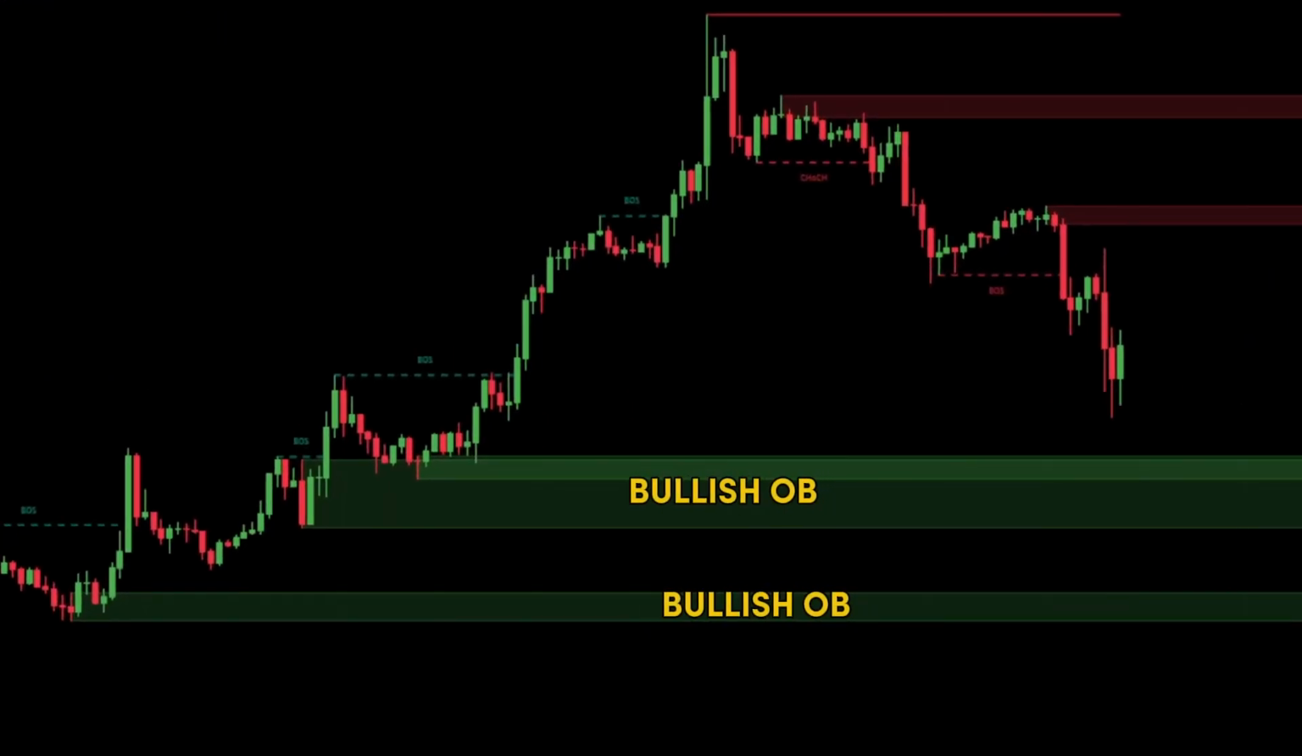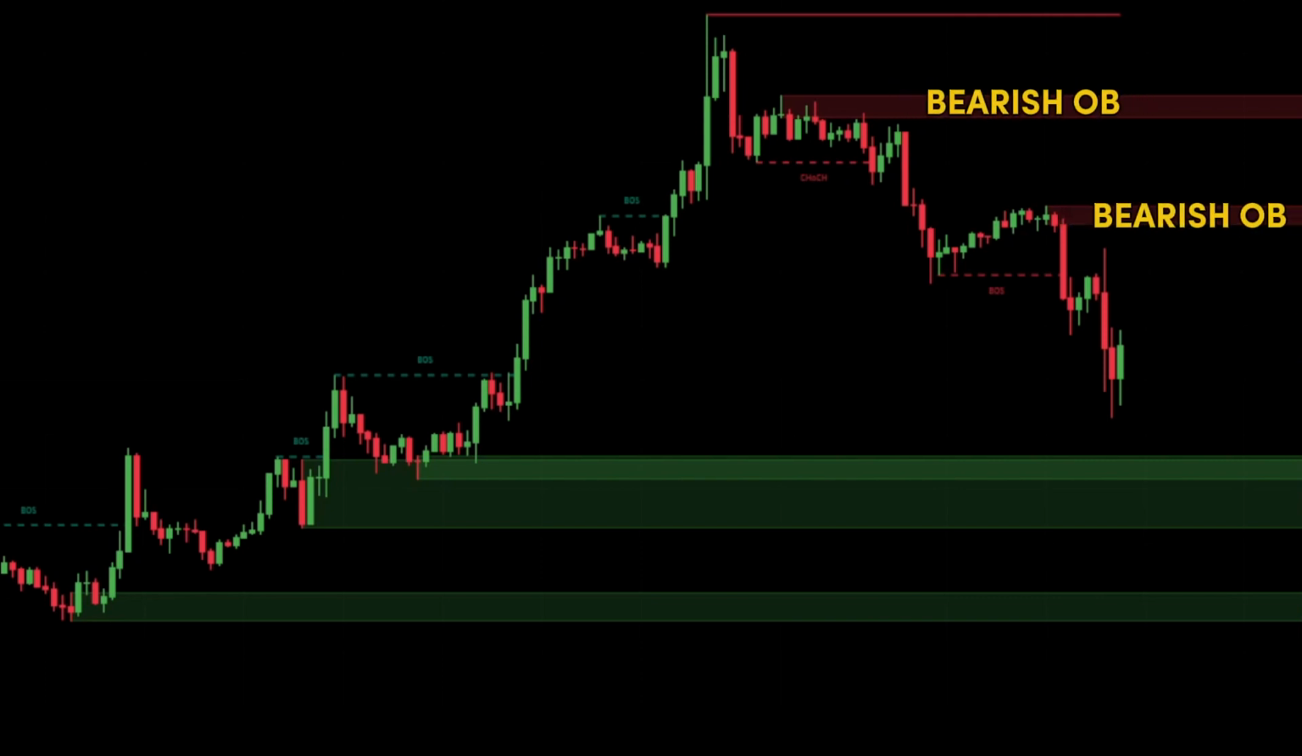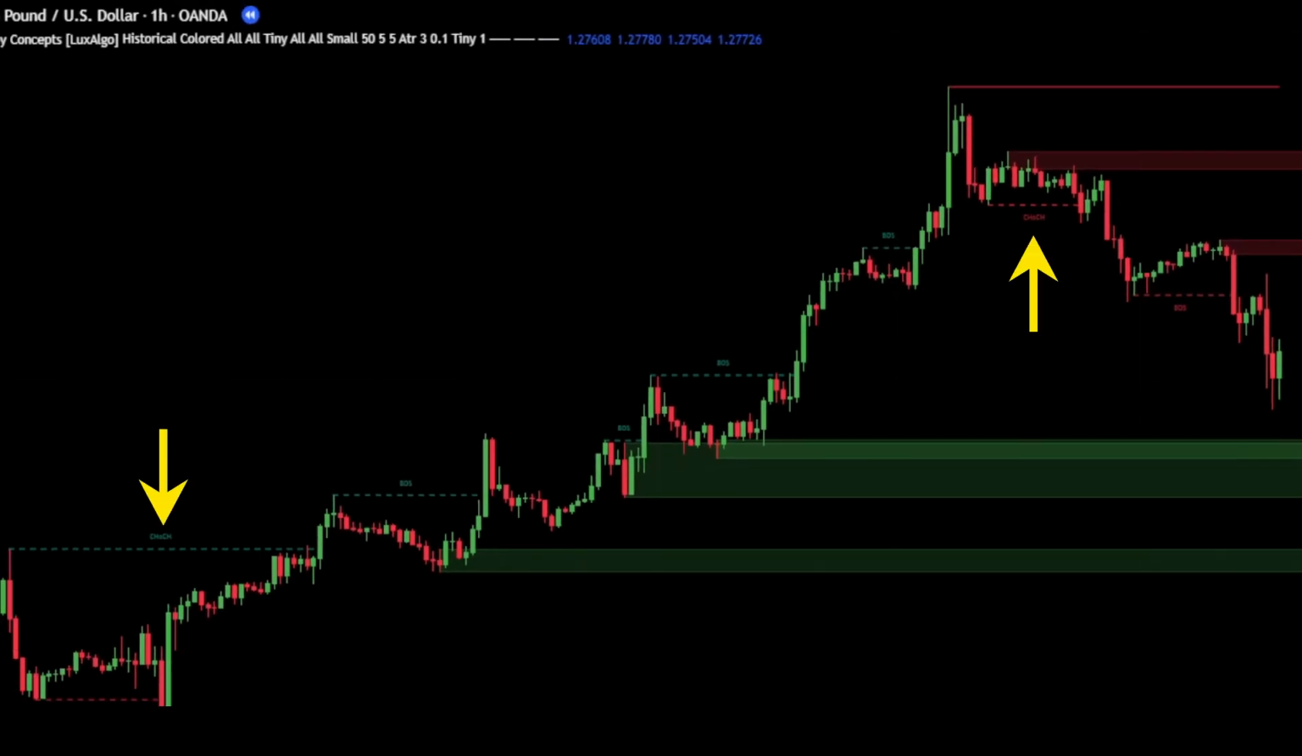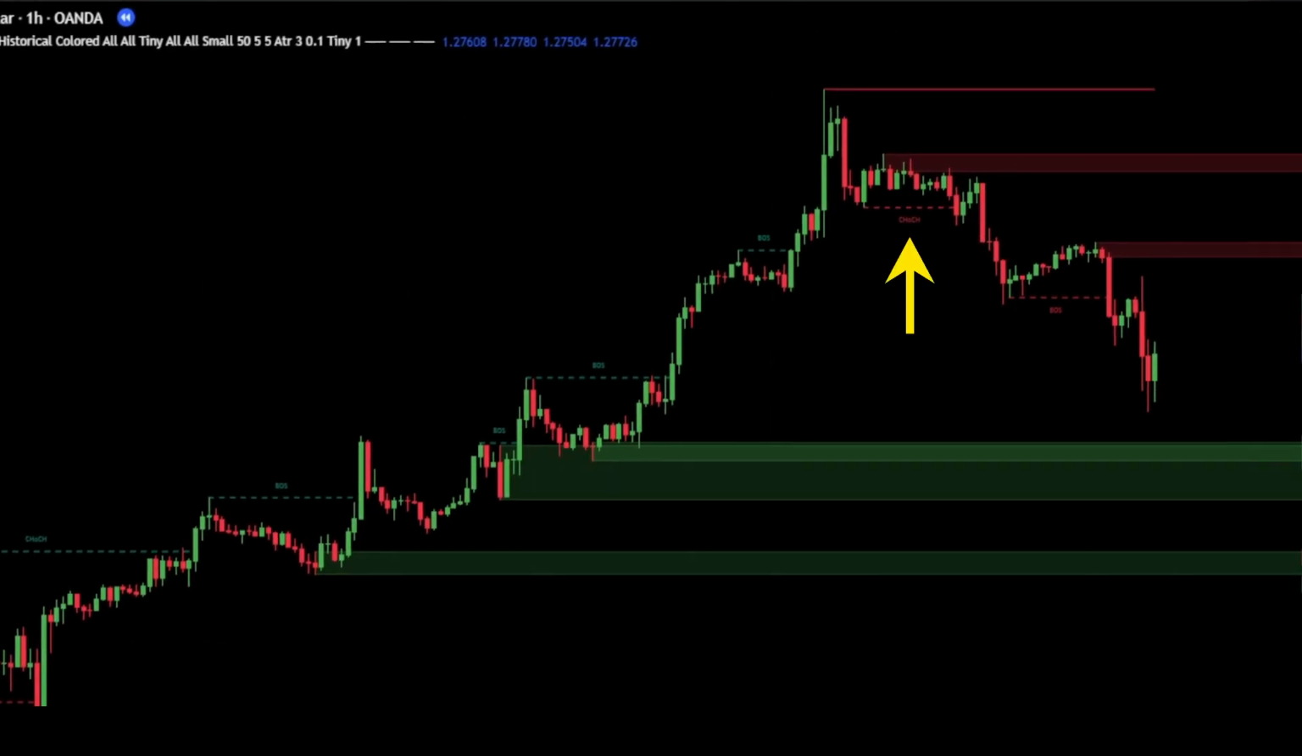If a green order block area appears, it is a bullish order block. If a red order block area appears, it is a bearish order block. This indicator will also show CHoCH or change of character and BOS or break of structure signals. The CHoCH signal will indicate a trend change in the market. If a green CHoCH signal appears, it means the indicator detects a trend change from bearish to bullish. If a red CHoCH signal appears, it means the indicator detects a trend change from bullish to bearish.